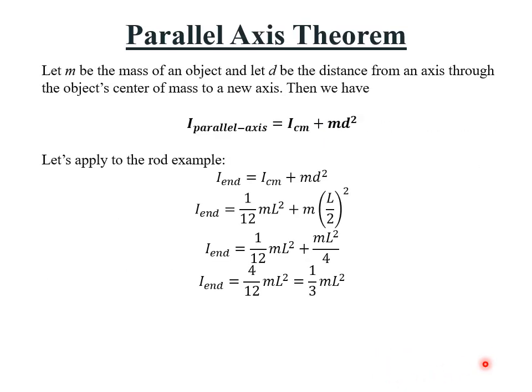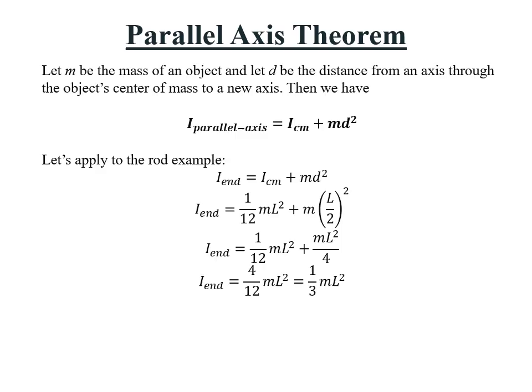There is an easier way to calculate the moment of inertia if we know the moment of inertia of an object through its center of mass, and the object is not rotating about the center of mass. We call this the parallel axis theorem. In the parallel axis theorem, we let m be the mass of the object and d be the distance from the rotational axis through the object's center of mass to a new axis. Then the moment of inertia about the parallel axis is equal to the moment of inertia through the center of mass plus m d squared.